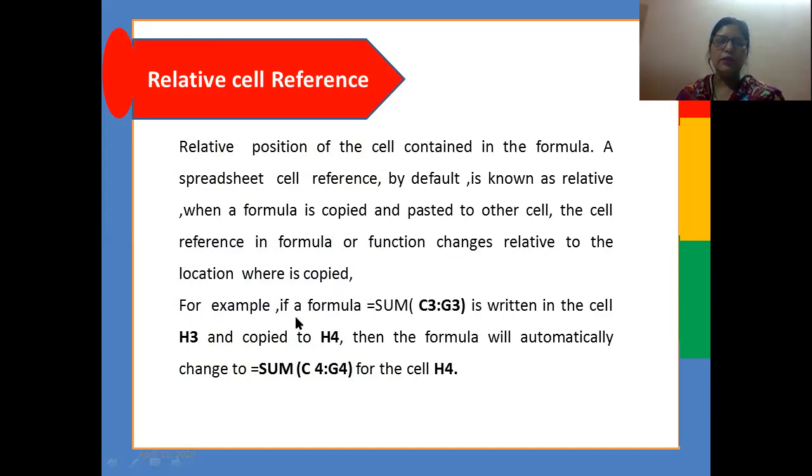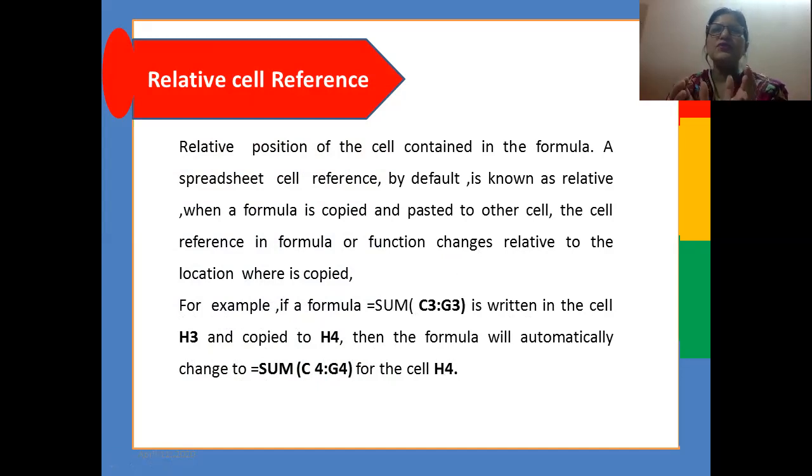For example, if a formula is equal to sum C3 colon G3 is written in the cell H3 and copied to H4, then the formula will automatically change to equal to sum C4 colon G4 for the cell H4.